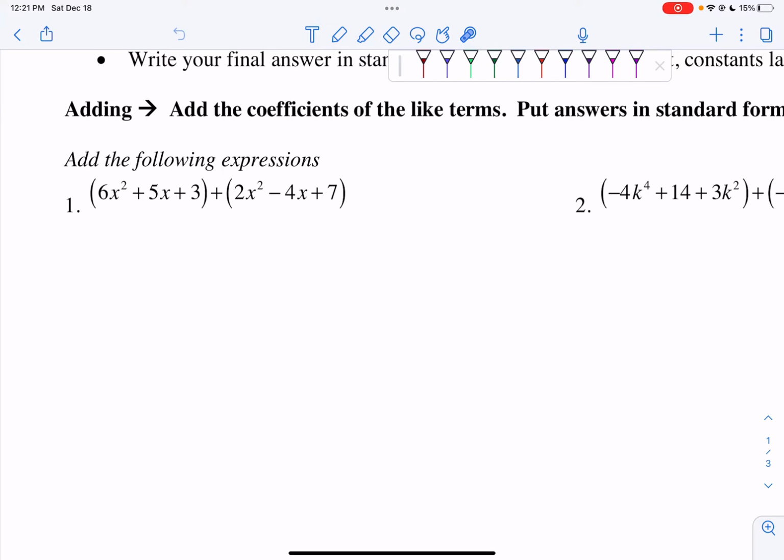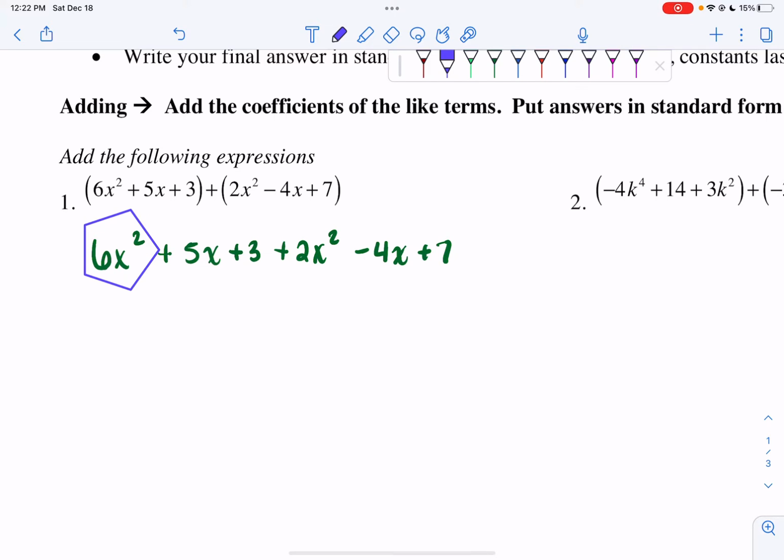So what I do is I actually rewrite the problem and I drop my parentheses. So in this example, I have 6x squared plus 5x plus 3 plus 2x squared minus 4x plus 7. I'm going to rewrite that, but drop my parentheses. So 6x squared plus 5x plus 3 plus 2x squared minus 4x plus 7. And I always just start with my first term. I have a 6x squared. I have to ask myself what a like term with my 6x squared is. It's a 2x squared. And I always carry the sign attached to my number. So now I ask myself, what's 6 plus 2? It's 8. So I have 8x squared.